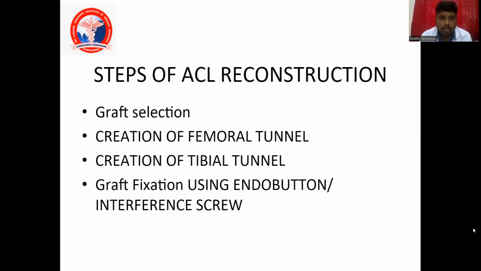So coming to the steps of ACL reconstruction, there are 4 main steps. The first is graft selection. The second is creation of the femoral tunnel. The third is creation of the tibial tunnel. The fourth is graft fixation using an endobutton or interference screws. There are many types of grafts, many techniques of creating the femoral and tibial tunnels, and graft fixation can also be done in many ways. These are the most commonly followed recently.